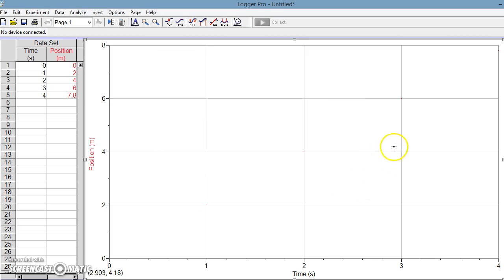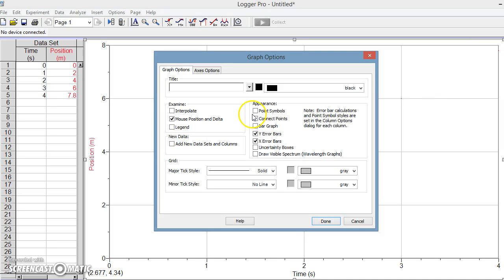When I hit done, you might not even be able to see this in the video, but there's a tiny itty bitty dot here, here, here, and here, and one up here too. They're very hard to see, so the point symbols become very useful when we're trying to see the data. So that's always something I'd like you to have turned on.